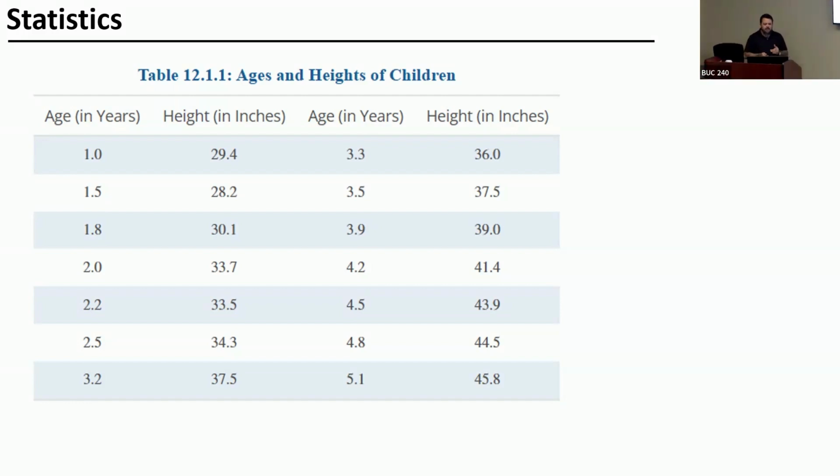Notice we have age in years and height. Which one do you think affects which? Does height affect age? No. What's going to affect height? Age. So I would have made age my X value, my height my Y. At this age, my kid was this height. This age, this height. And then so on and so forth.